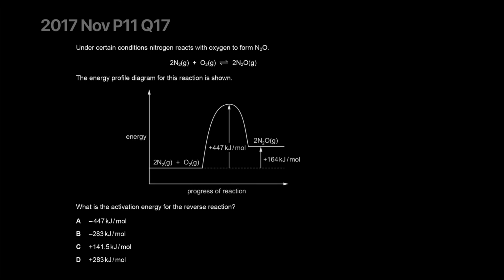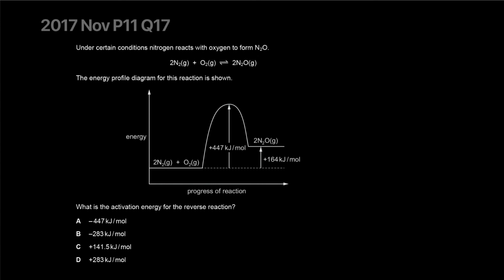Under certain conditions, nitrogen reacts with oxygen to form N2O. It's a reversible reaction, sure. The energy profile diagram is shown. What is the activation energy for the reverse reaction? So there are 2 ways of doing this.